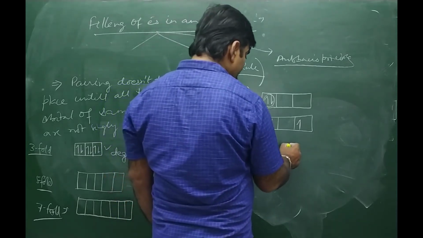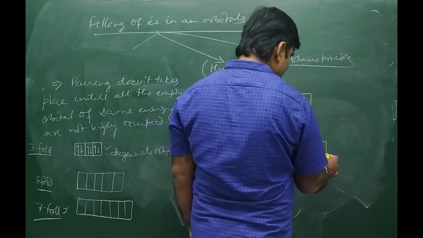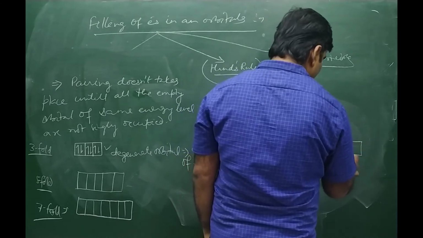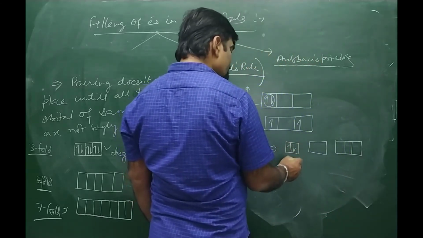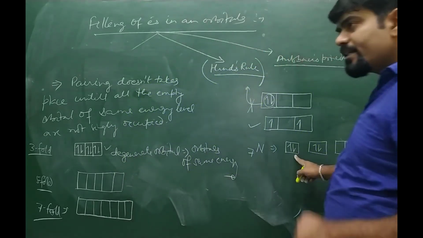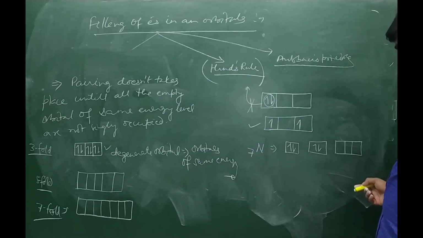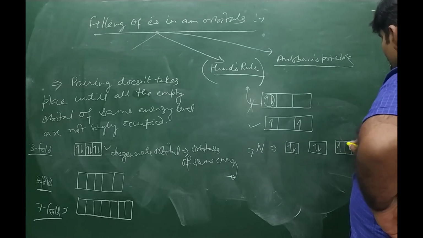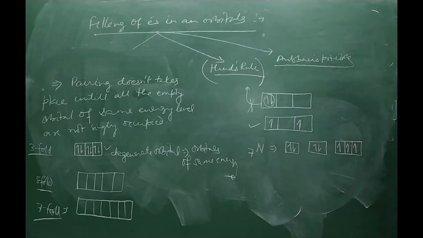7. So if we write its configuration, 1s has 2 electrons, 2s has 2 electrons, and 2p will have 3 electrons. Now, 1s has only 1 orbital, so both electrons go in 1 orbital, no problem. Only 1-fold degeneracy. But the remaining 3 electrons are to be filled. So 3 electrons must be given in a clockwise manner or in an anticlockwise manner in the p subshell, like this.